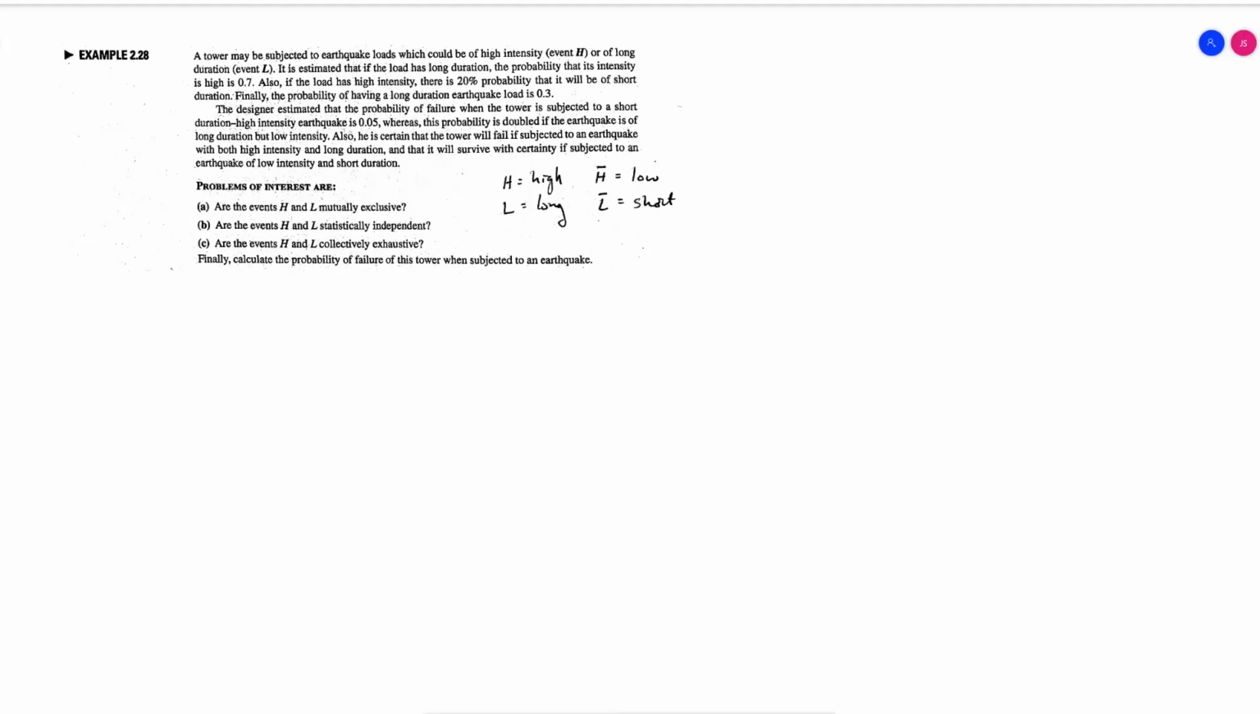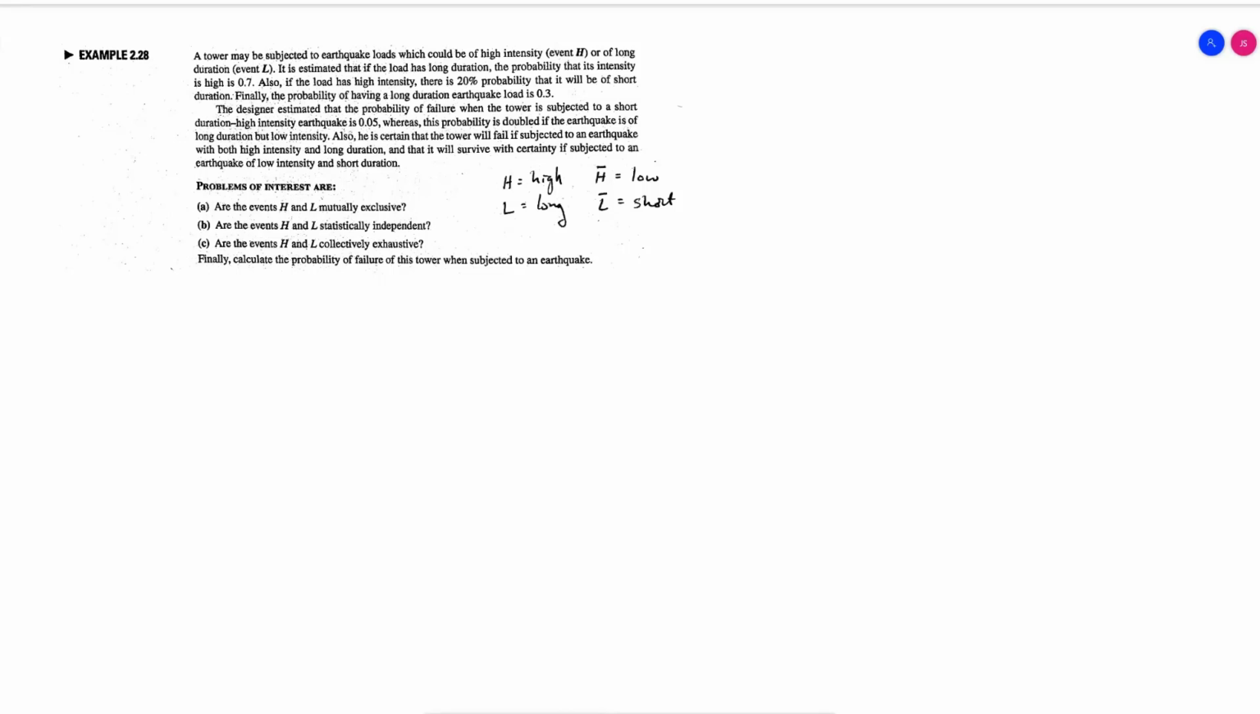Let's do an example together. That is example 2.28 from your book. So I've got it posted here. There is a tower. It's subject to earthquake loads that could be of high intensity, H, or of long duration, L. So high intensity earthquakes or really long earthquakes. It is estimated that if the load has a long duration, the earthquake load, the probability that its intensity is high is 0.7.